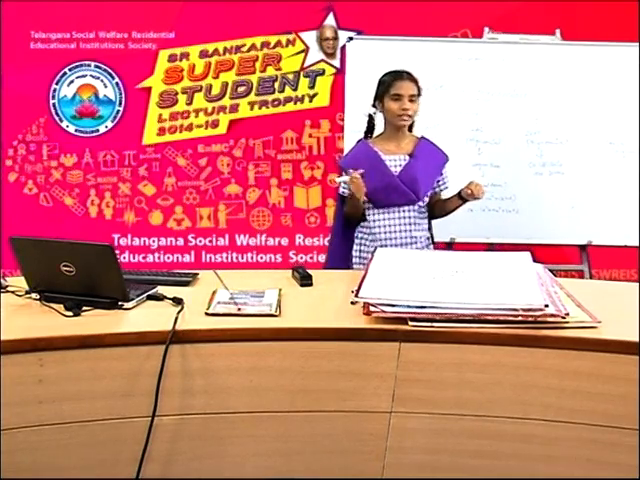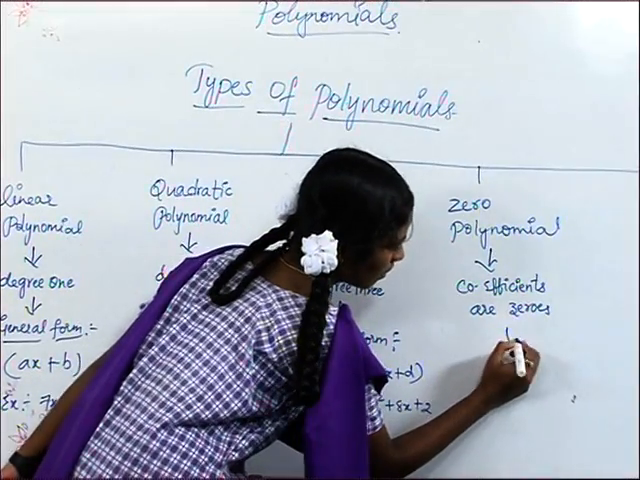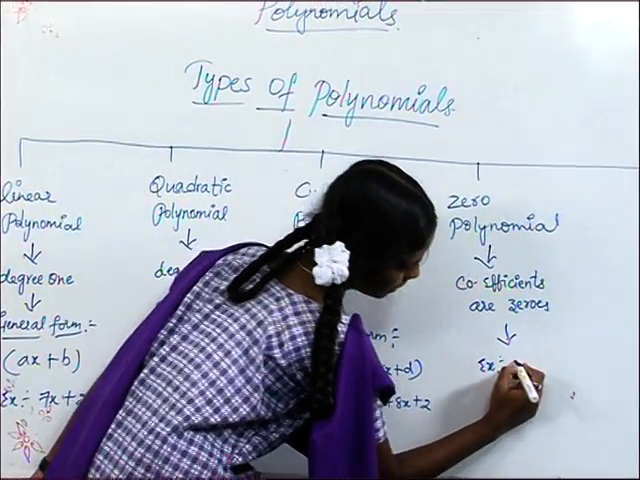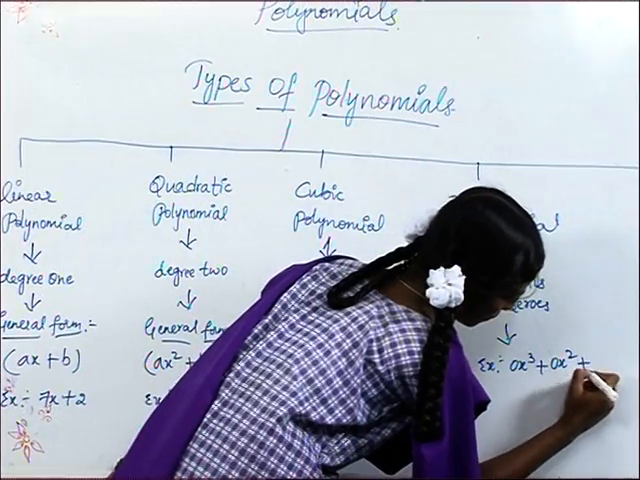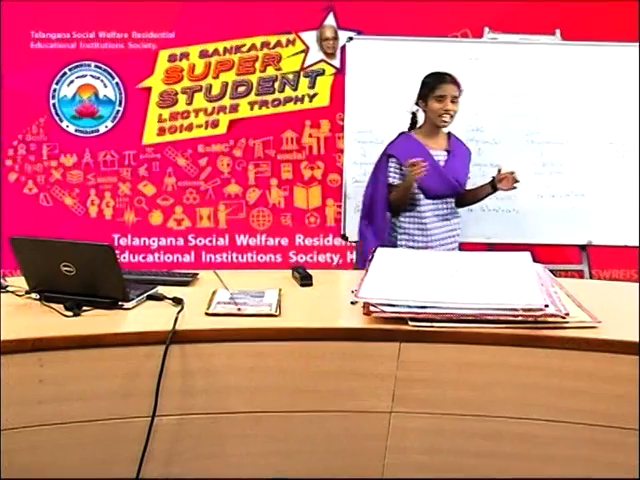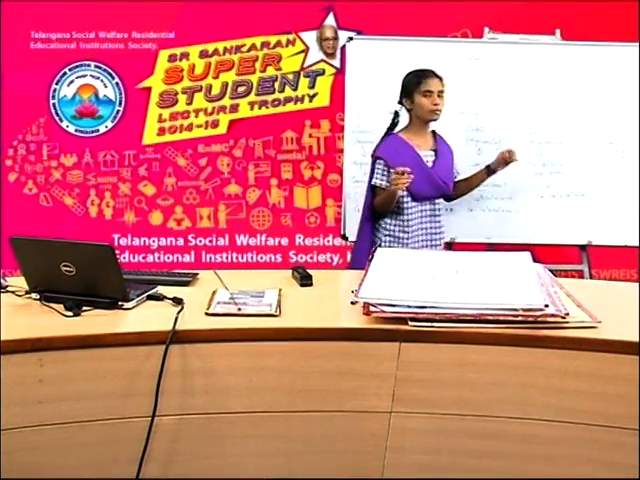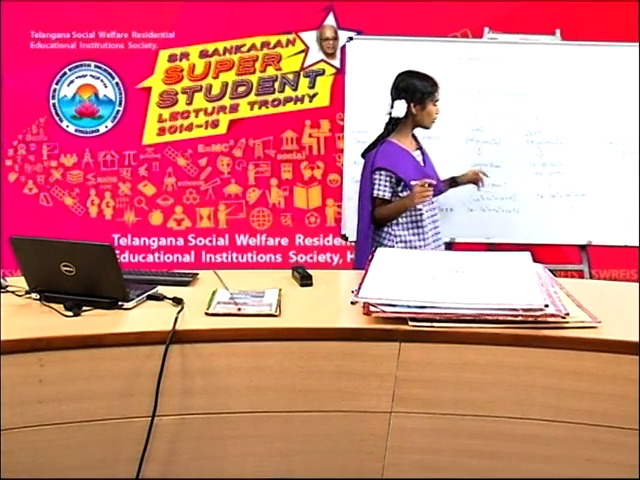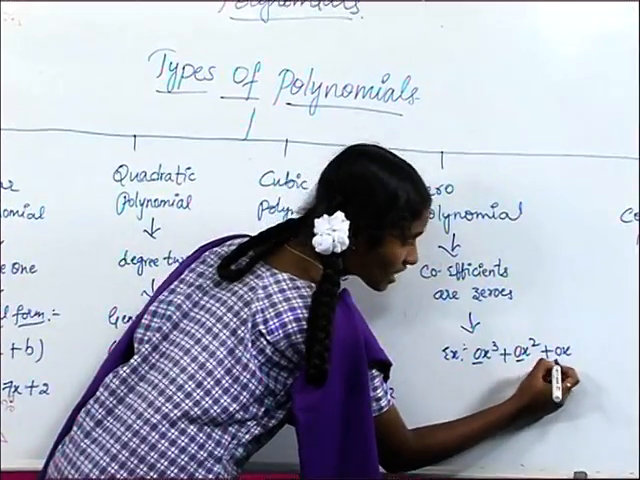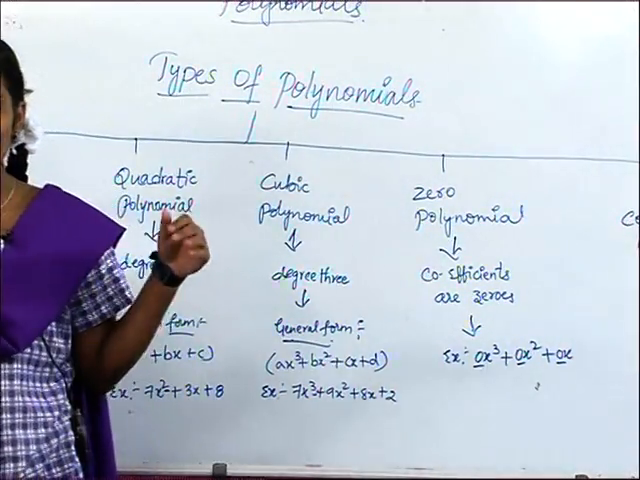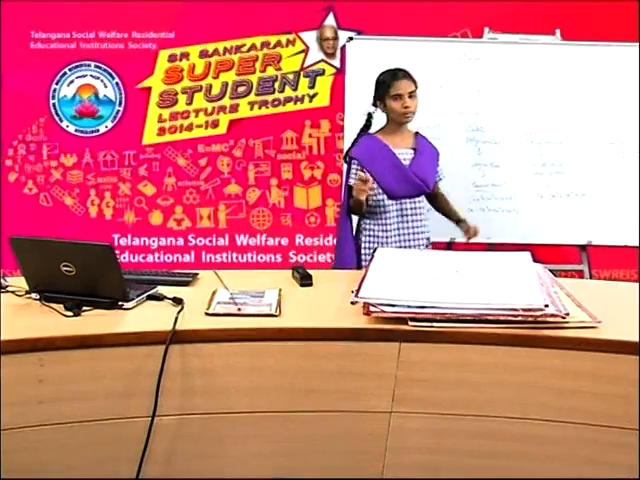For example, friends, 0x cube plus 0x square plus 0x. If you observe this polynomial, all coefficients are zeros, so it is called a zero polynomial.